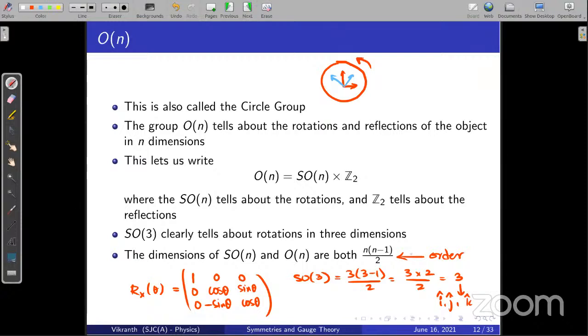Now, for 4 dimensions, it'd be 4 times 3 by 2, which is 6. So you need 6 independent parameters. Let me just write that down for you. SO4 would be 4 times 3 by 2, which is 6. So you would need 6 parameters to determine any position in your 4-dimensional space. I won't be getting into the details of that, but it's just a rough idea to tell you how all of this works.